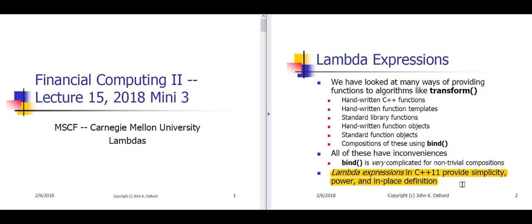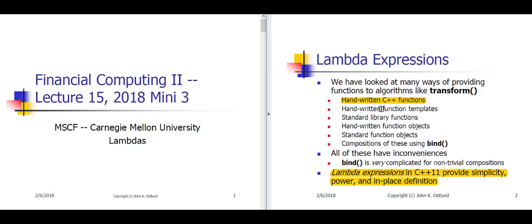We've looked at many different ways of providing functions for algorithms like transform and for each. We've seen that you can use a handwritten C++ function by giving the name of that function. Remember, the name of the function is a pointer to the function, and the algorithm can apply the function call operator to that pointer in order to invoke the function.